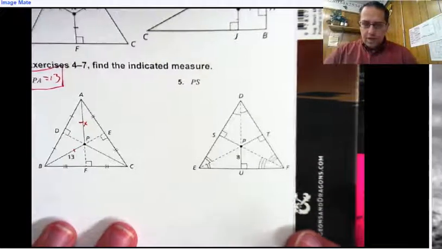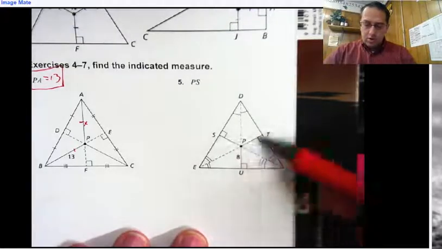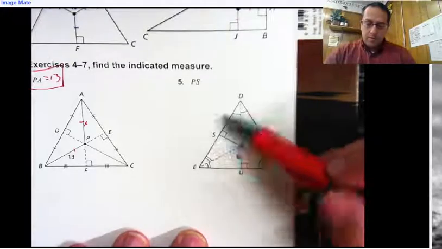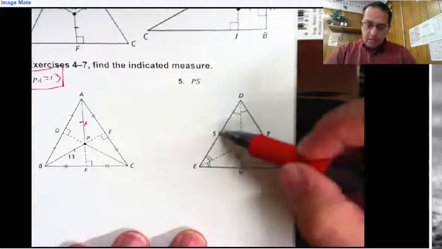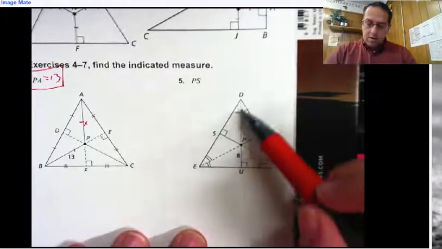On number 5, are we still on the perpendicular bisectors? Well, they are perpendicular, but are they the bisectors? Not perpendicular bisectors, not marked that way. Okay, so let's see. We're looking for segment PS. But we are on angle bisectors.